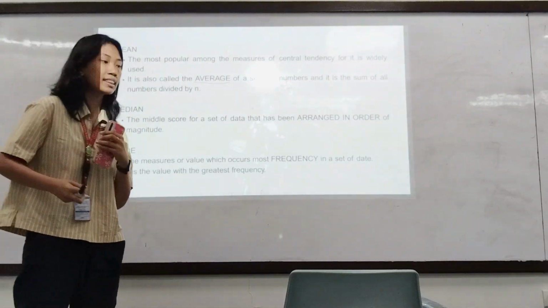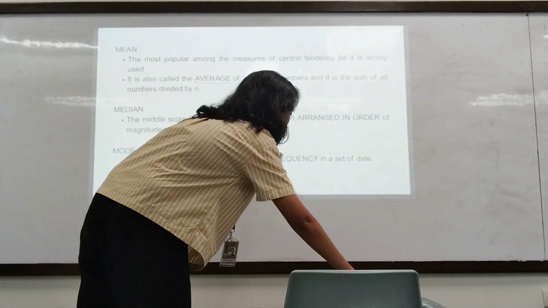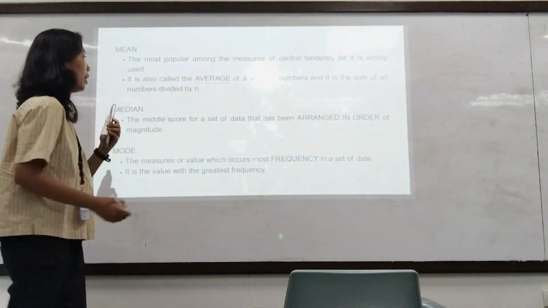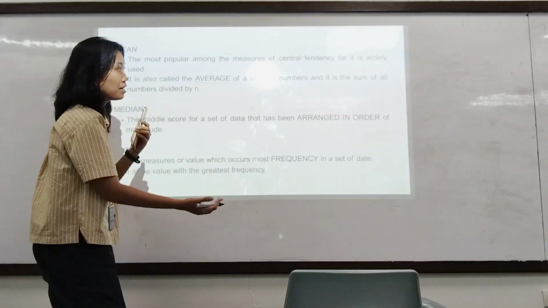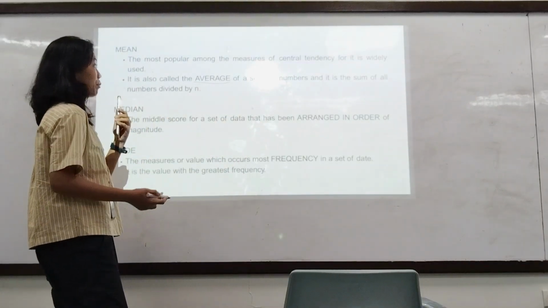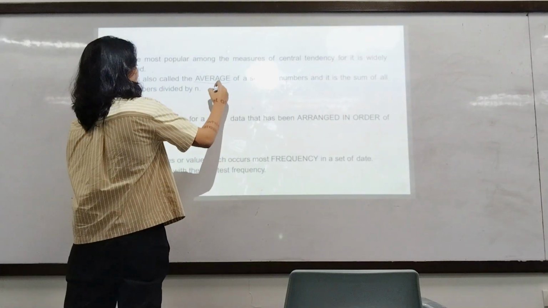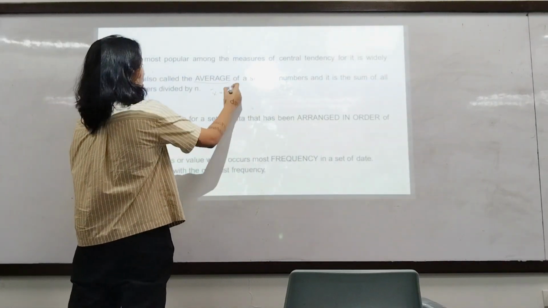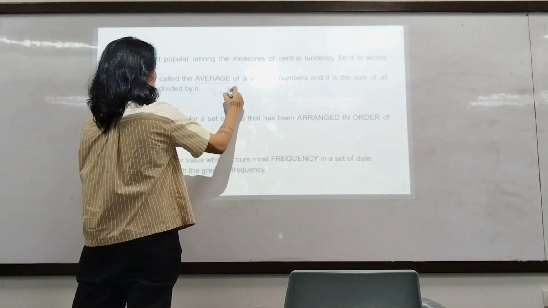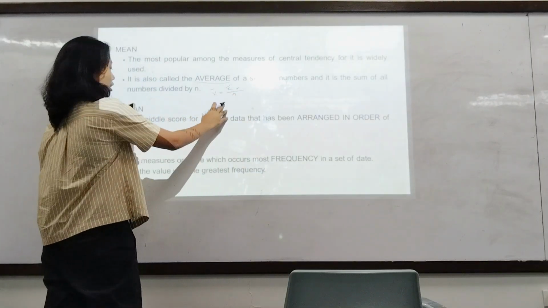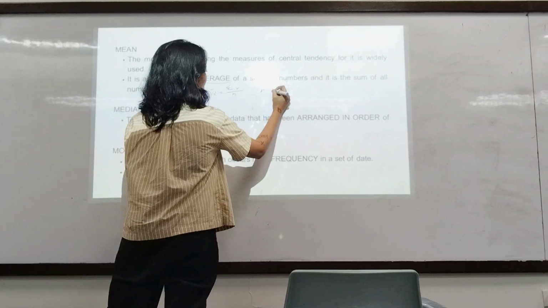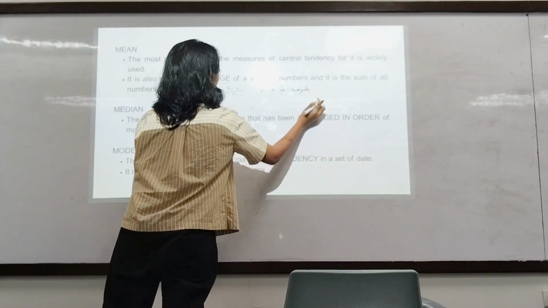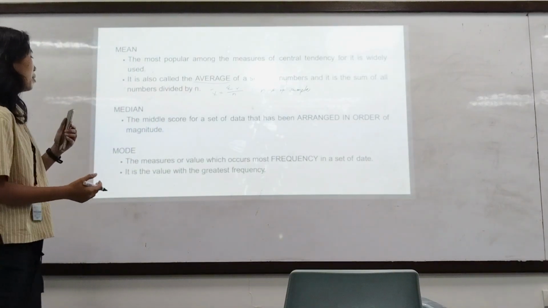Now, what is the formula of the mean? As you can see here, it's a set of n numbers, and it is the sum of all numbers divided by n, meaning that x bar, or the mean, is equal to the summation of x over n, or the number of samples. Right, so that's it.